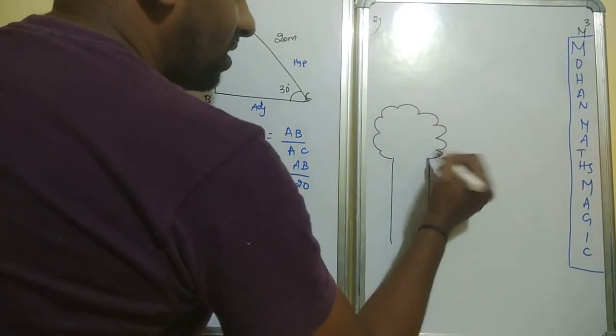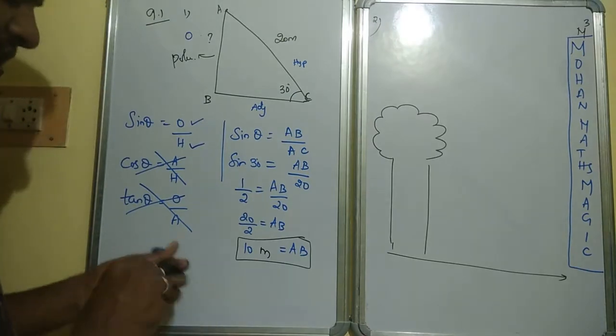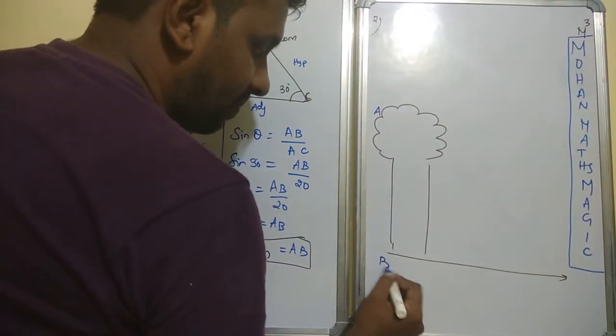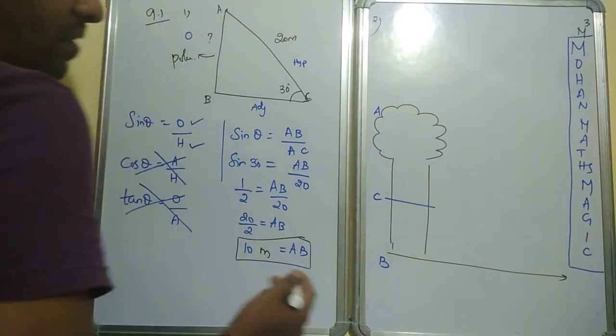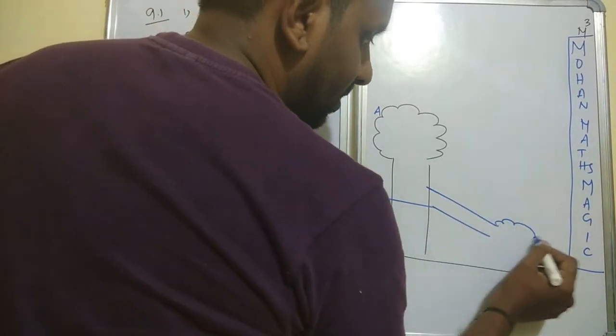Okay, a tree is there. This is the ground level. The tree breaks due to storm. First I'll give names for this one: A, B. The breaking point is C. The tree is going to break, okay, at the center point. The tree breaks and touches the ground.